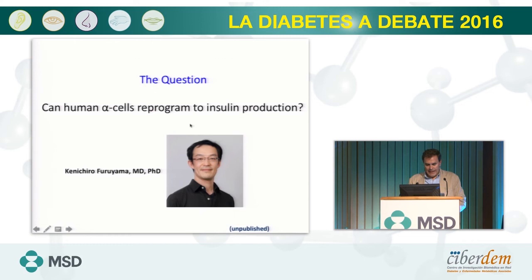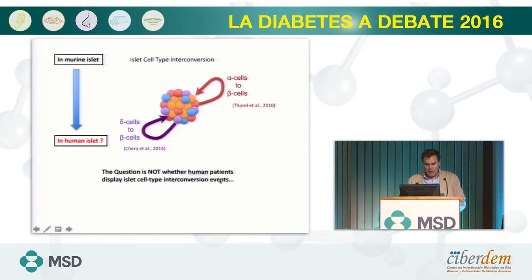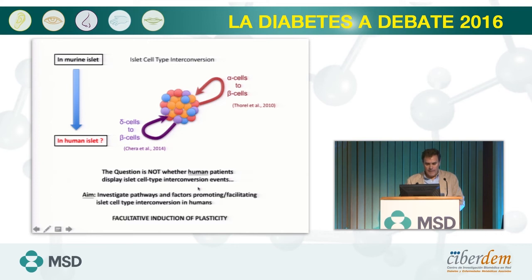So in the lab, Kenichiro Furuyama wants to determine whether human alpha cells can reprogram into insulin production too. We have seen that in mice, we have this alpha and delta cell plasticity. The question about human islets is not whether in people with diabetes we have these cell interconversion events. The question is rather to try to understand the pathways and factors that promote or facilitate this plasticity in order to try to induce this to occur in the pancreas.